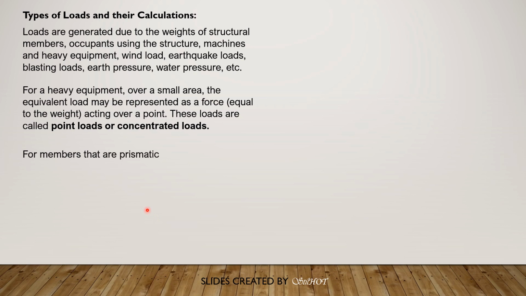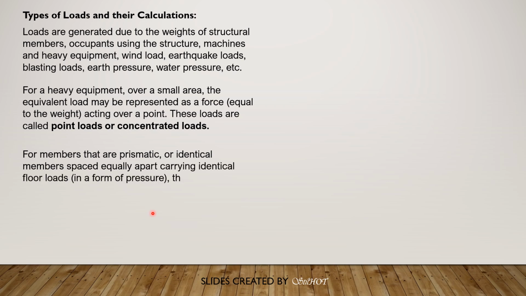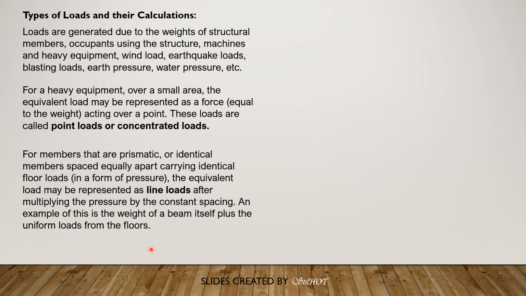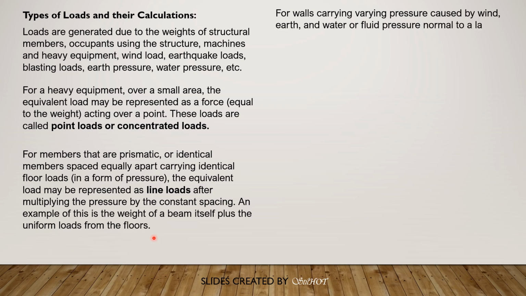For members that are prismatic or identical, spaced equally apart, carrying identical floor loads in the form of pressure, the equivalent load may be represented as line loads after multiplying the pressure by the constant spacing. An example of this is the weight of a beam itself plus the uniform loads from the floors. For walls carrying varying pressure caused by wind, earth, and water or fluid pressure normal to the large area, the loads are represented by surface loads.